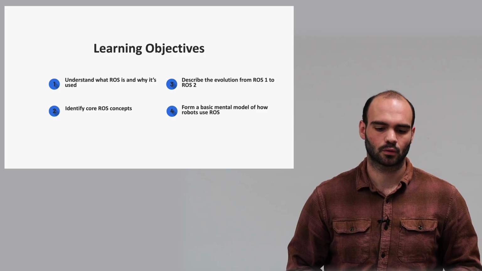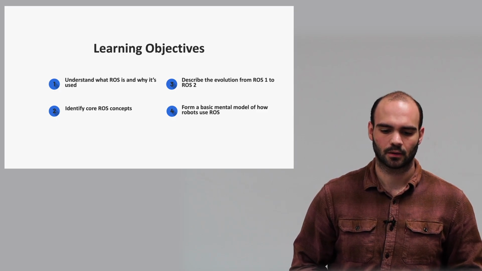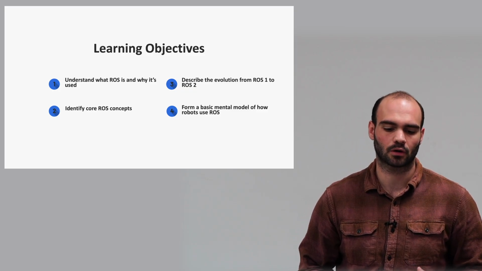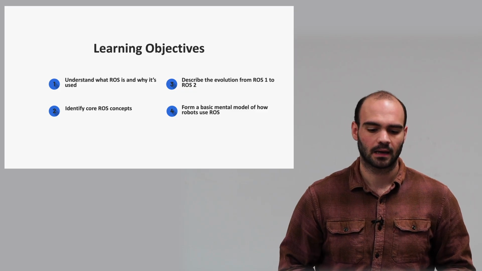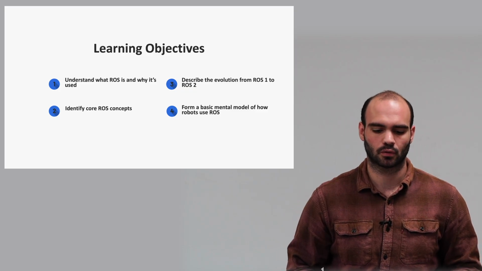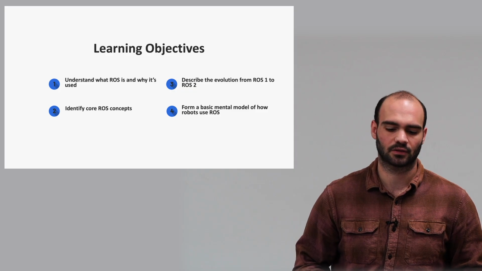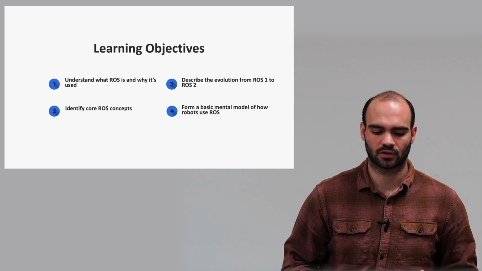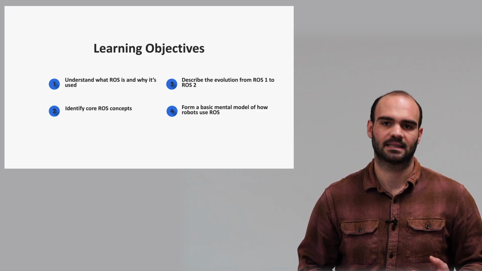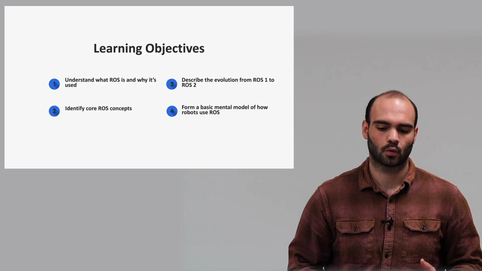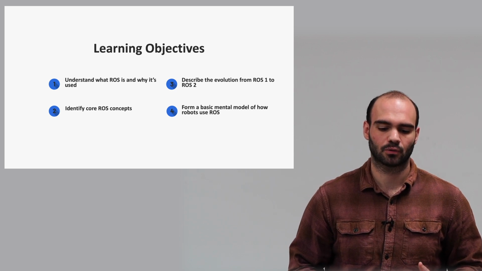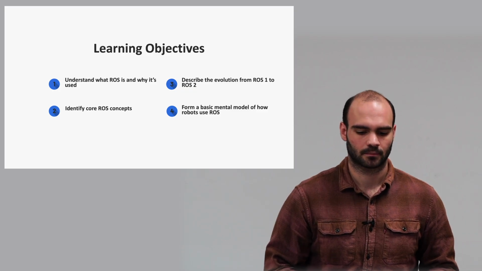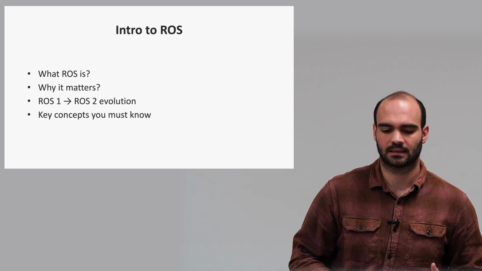In this video, you are going to learn four key things. First, you will understand what ROS is and why it's such an important framework for building modern robots. Second, you will learn how ROS evolved from ROS 1 to ROS 2 and why today's systems rely on versions like Humble and Jazzy. Third, you will get familiar with fundamental ROS concepts like nodes, topics, messages, and actions. And finally, you will build a simple mental model of how robots actually use ROS to communicate, make decisions, and perform tasks.